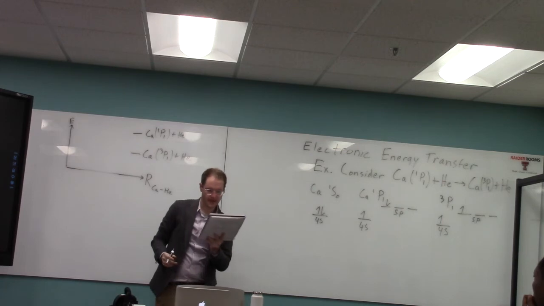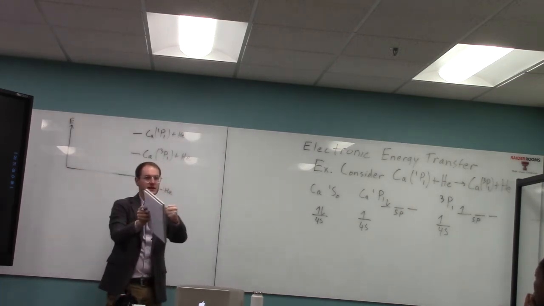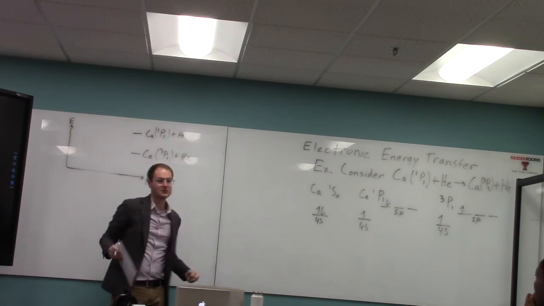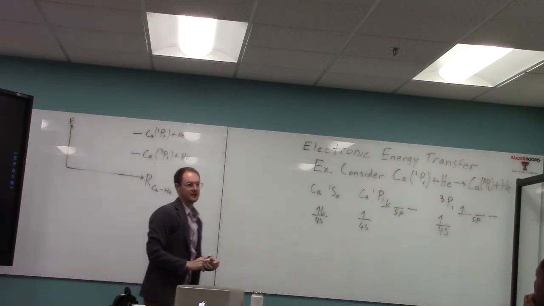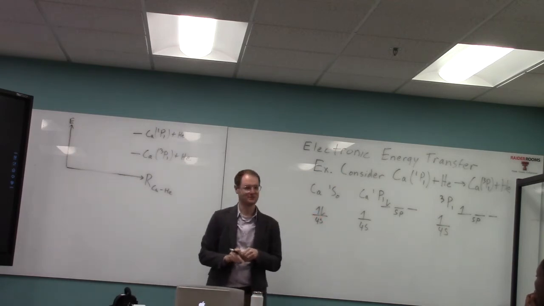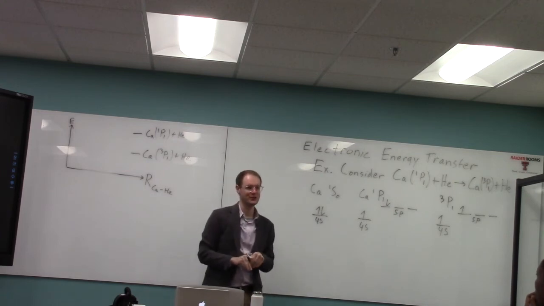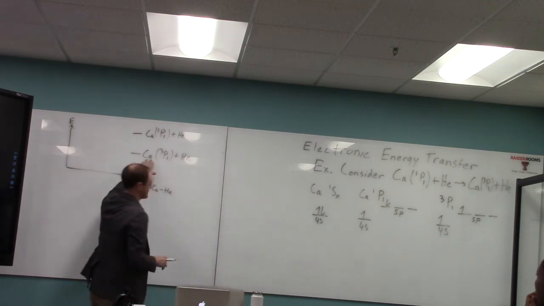Okay? And now, what happens when helium comes in and collides with calcium? So helium, right, it's a noble gas. It has a completely filled first row of the periodic table, right? So it does not want to do any bonding with the electrons of the calcium.